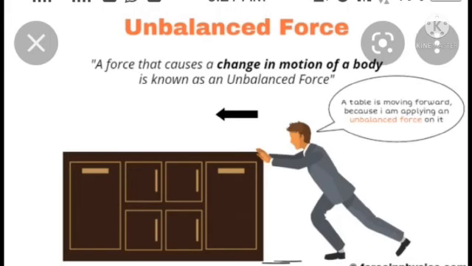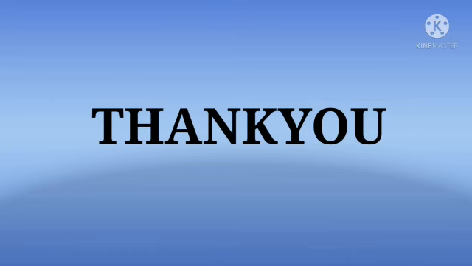As you can see in the above slide, the man is pushing a huge table. The weight of this table is too much, but the man does not have that much capability or potential to push the table. The weight of the man and the weight of the table are not equal, not balanced, and the force applied by the man is not balanced. So we can say that unbalanced force is being used by the man to change the position of the table. Okay, thank you.